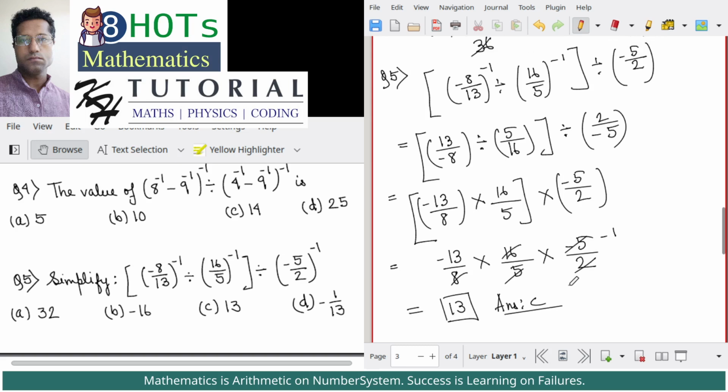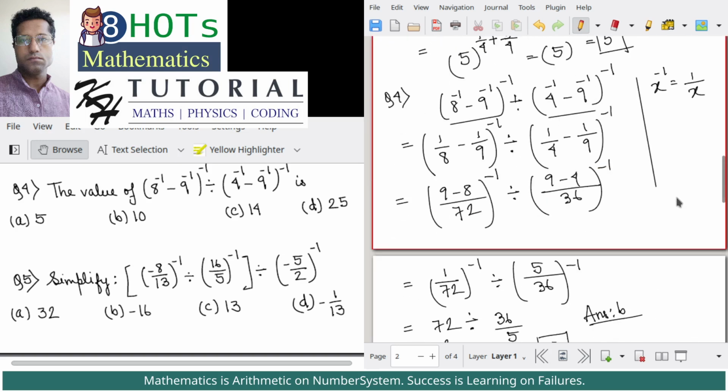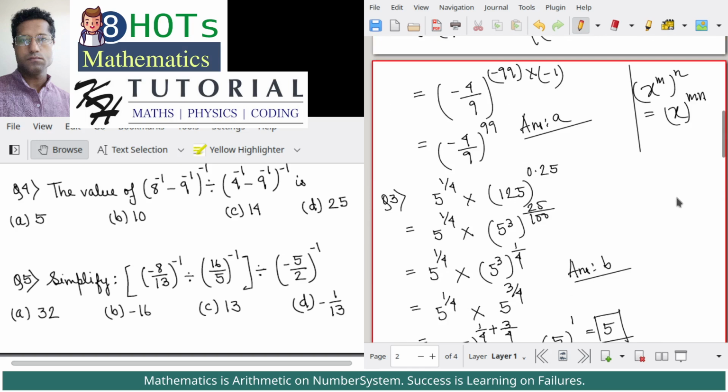I think this set of problems was not that hard. It is only that you have to apply the laws of exponents, and if the power is minus 1, it means it's a reciprocal. That is, x to the power minus 1 is nothing but 1 by x. When the power is minus 1, it means the reciprocal. Okay, so this brings to an end solving 5 good problems on the topic of simplifying exponents.